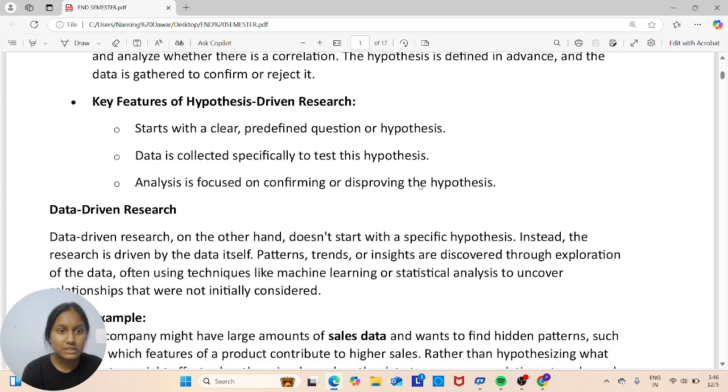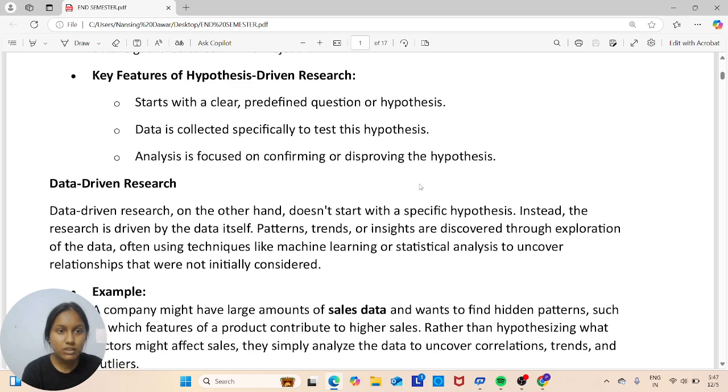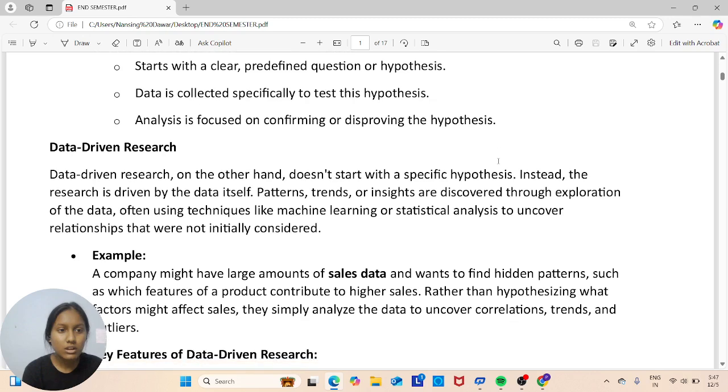So we will see its key features. First, it starts with a clear predefined question or hypothesis. Second, data is collected specifically to test this hypothesis. Third, analysis is focused on confirming or disproving the hypothesis.